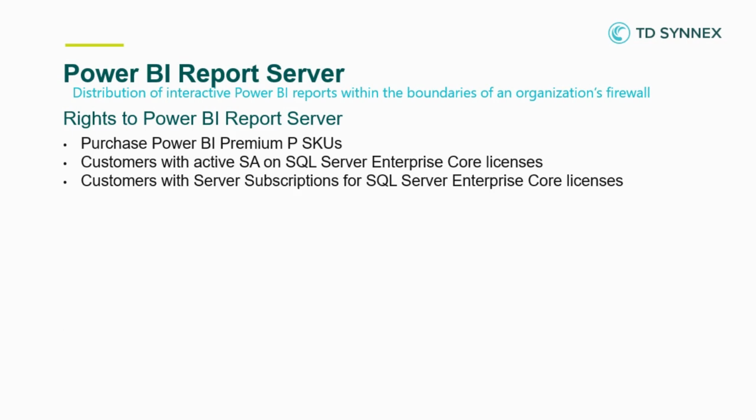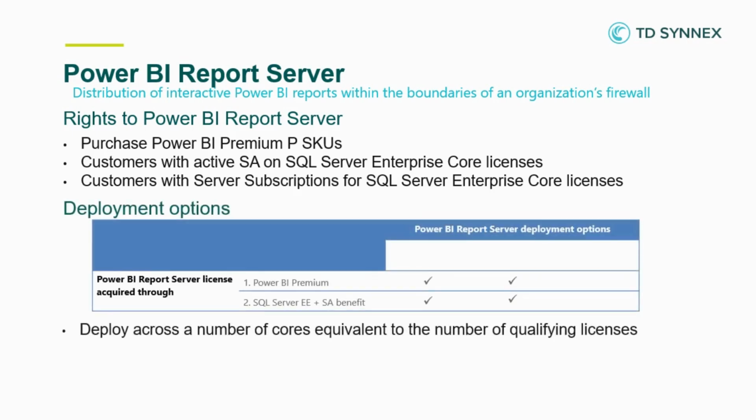When using Report Server, you can choose to deploy Power BI Report Server either on your own hardware or in an Azure virtual machine. And the rule is that you can deploy the product on as many cores as you have underlying licenses for. So for example, if I was licensed for 2 Power BI Premium P1 nodes, each supported by 8 cores, I would be licensed to deploy report server instances on up to 16 cores in total.